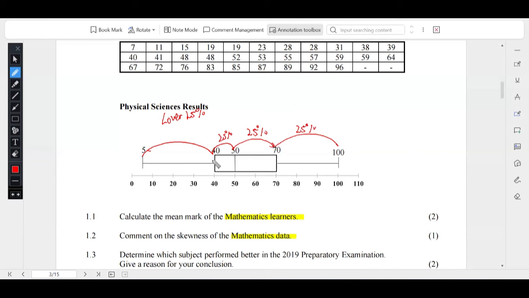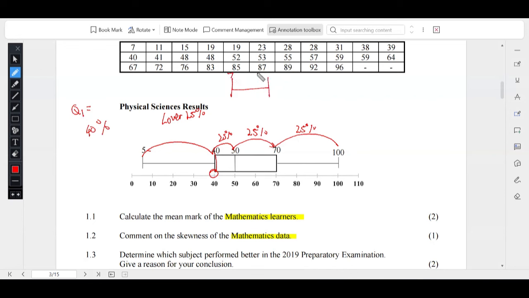And then let's check. In physical sciences, we can see that within the lowest 25%, they achieved 40%, right? Our Q1 is 40%. And then let's look at the Q1 of the mathematics paper. Now that we know that we have 31 learners here, we can say our minimum is 7. And then what will be our Q1?